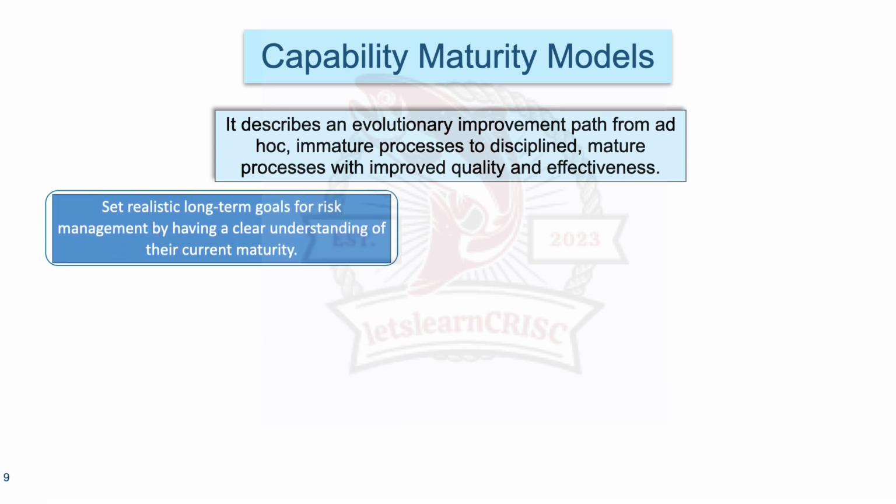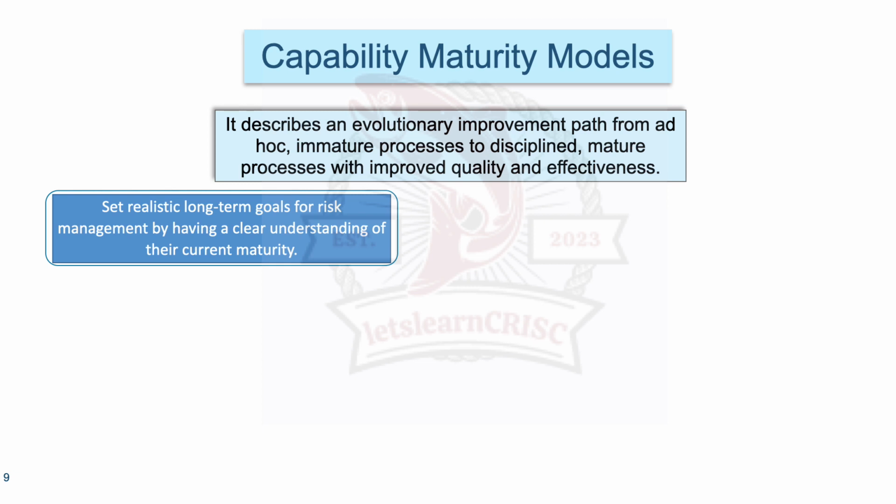Next, the capability maturity model sets realistic long-term goals for risk management by providing a clear understanding of the current maturity. Friends, by leveraging the guidance of the maturity model, the enterprise gains a valuable tool to establish realistic long-term goals for their risk management endeavors. The maturity model provides a structured framework that allows the organization to assess and comprehend its current state of maturity in risk management. This clear understanding serves as a foundational stepping stone for setting achievable and realistic long-term objectives.